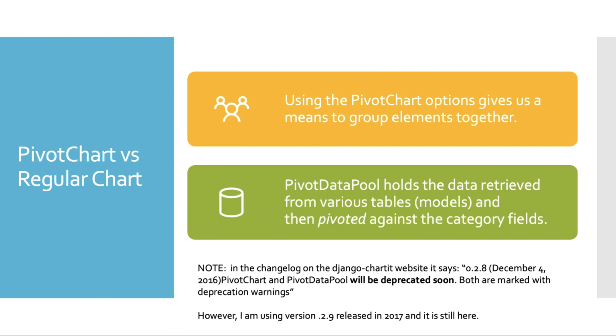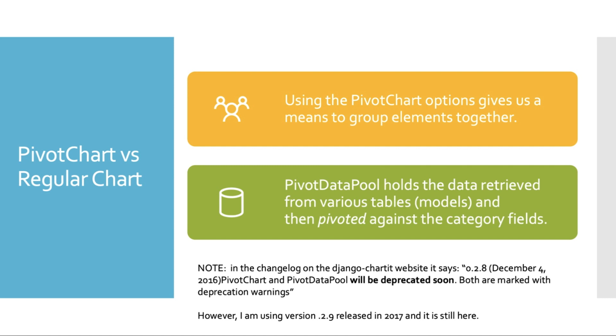Up until this point, we've only looked at the Django underscore Chartit charts. We haven't looked at pivot charts. So now we're going to switch to the pivot charts. Using the pivot chart options gives us a means to group elements together. I find them very useful. The pivot data pool holds the data retrieved from various tables or Django models and then pivots them against certain category fields.